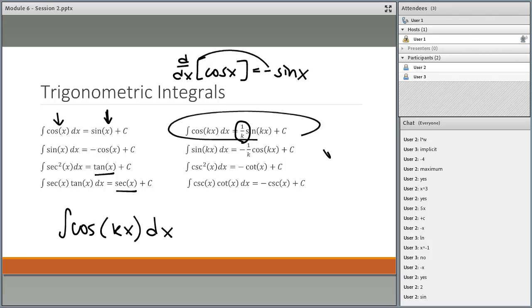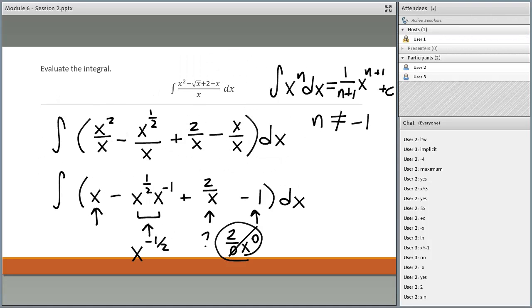So right here, that 1 over k is doing the opposite of the chain rule. Instead of multiplying by a k out front, because that's the derivative, I'm going to divide it out because I'm going in the other direction. So the integral of cosine kx is 1 over k sine of kx, and then plus a constant. And the same thing here. So that's the only difference between those, and we'll talk more about those next week. So let's do some examples.